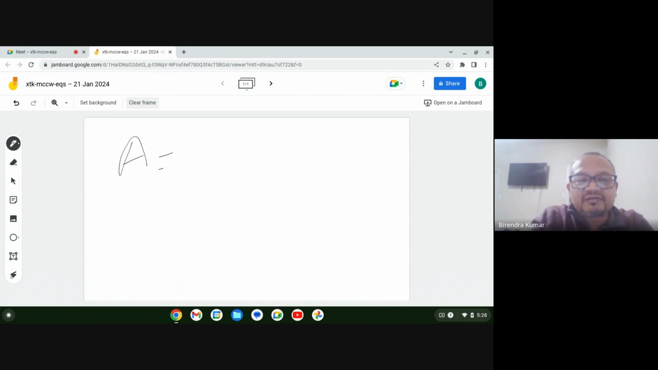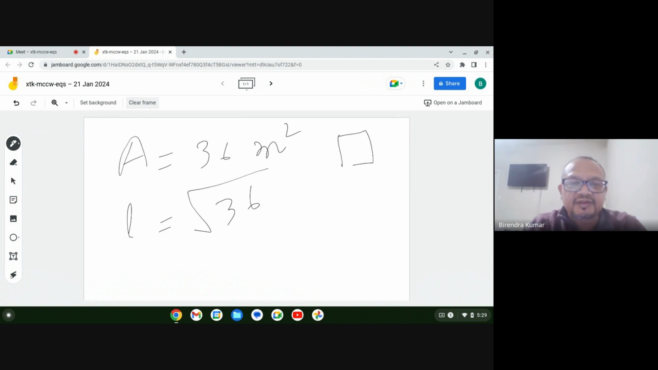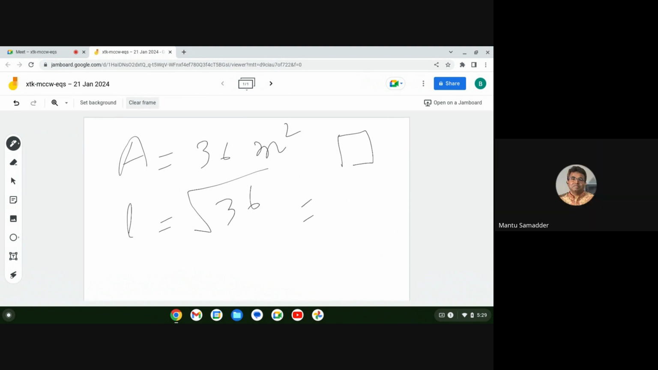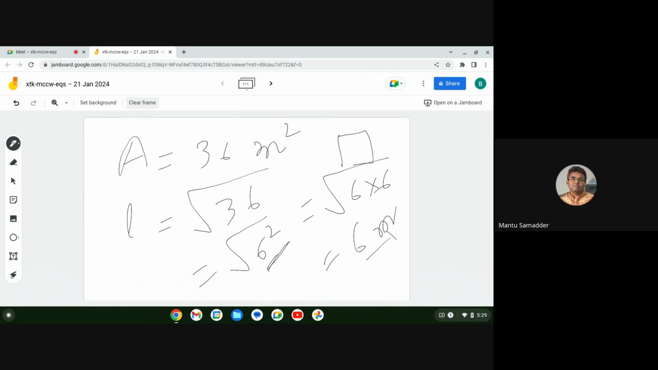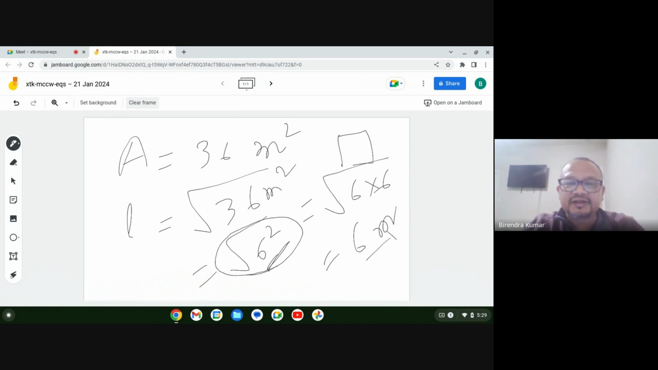If you have area equal to 36 meter square of a square, what is the length? So length will be square root of 36. And square root of 36 is what? 6 into 6. You are just factoring it. So that becomes 6 square. So square root of 6 square makes it 6. 6 meter. So if you know how to find out the square root, then it becomes much easier.